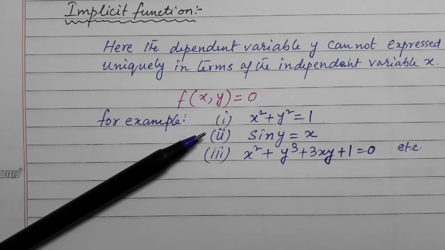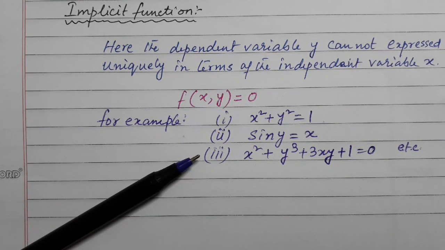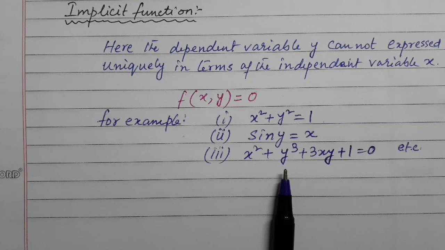Sine y equals x square plus y cube plus 3xy plus 1 equals 0, etc. Here the dependent variable y cannot be written explicitly or uniquely in terms of the independent variable x.